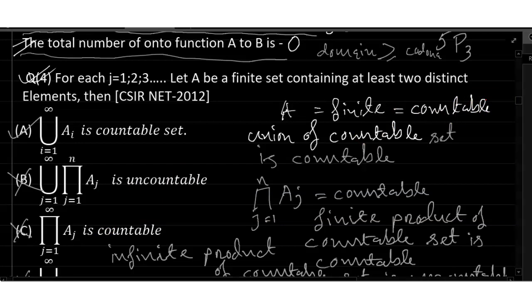Must remember friends, whatever you have learned here: the union of countable sets is countable, a finite product of countable sets is countable, an infinite product of countable sets is uncountable. In case of an onto function, must remember, codomain is always less than or equal to domain. In case of a one-to-one function, domain is less than or equal to codomain.